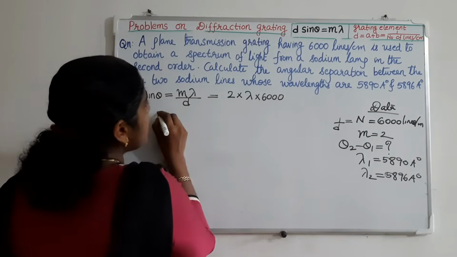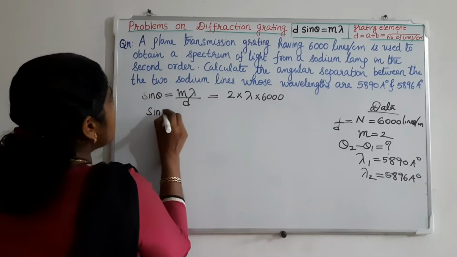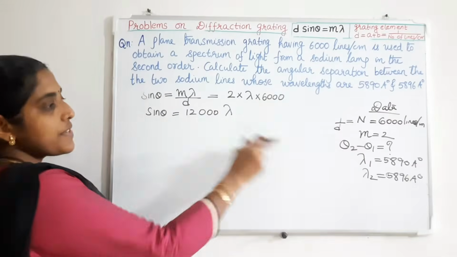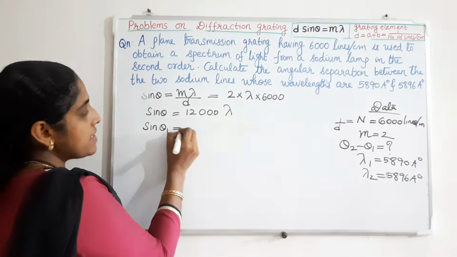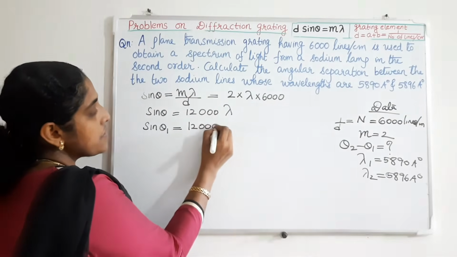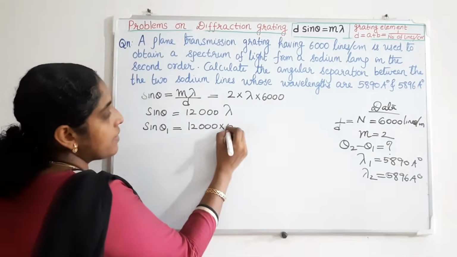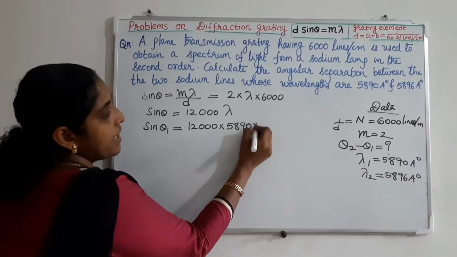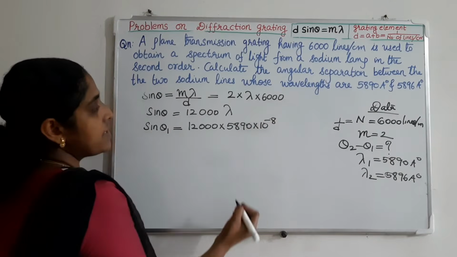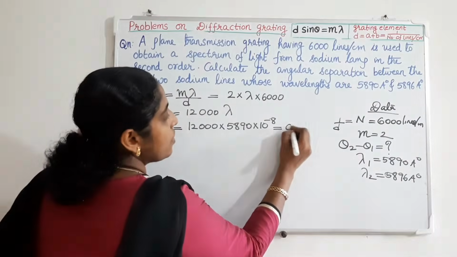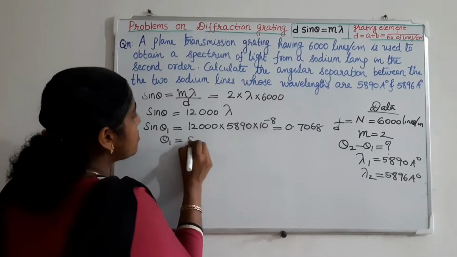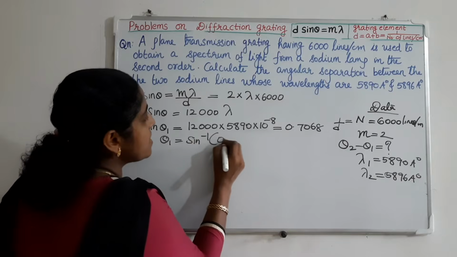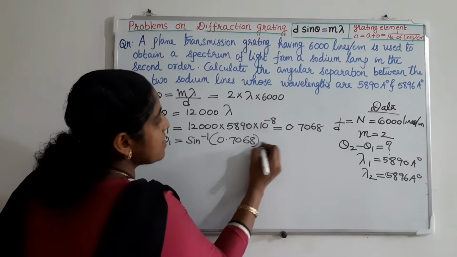So sin theta is equal to 12,000 lambda. First we can find out the angle of diffraction corresponding to lambda 1. That is, sin theta 1 is 12,000 into lambda 1. Lambda 1 is 5890 Armstrong, and Armstrong is 10 raised to minus 8. That is equal to 0.7068, or theta 1 is equal to sine inverse 0.7068.